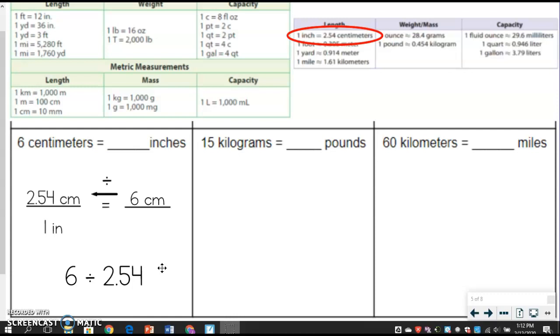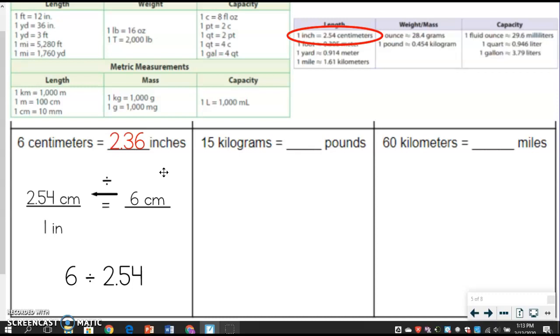2.36. So the 6 would be the hundredth, so you've got to look to the next door neighbor, so to the 2. And the 2 is going to make the 6 stay the same. So our answer should be 2.36 inches. Okay? If you're having trouble rounding, please ask and we can help.